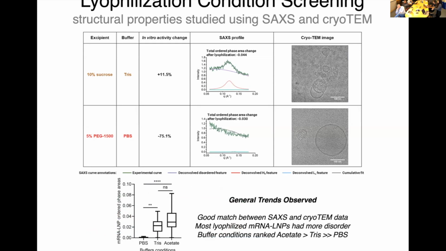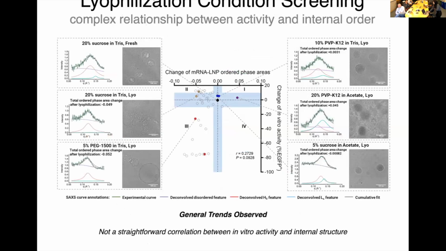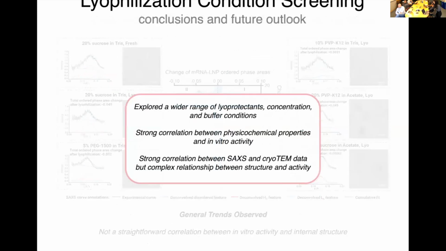Most of the lyophilized mRNA LNPs had more disorder inside, which makes sense as it reorganizes itself and loses order. Interestingly, we did see some buffer effects where acetate tended to be better than the other two. And it was very difficult for us to observe a straightforward correlation between activity and structure compared to our second example. So further studies are needed to try to tease that out from this screening.